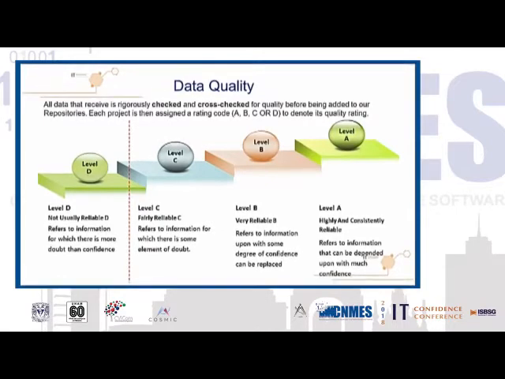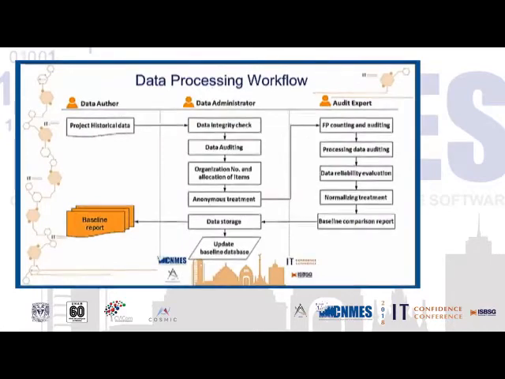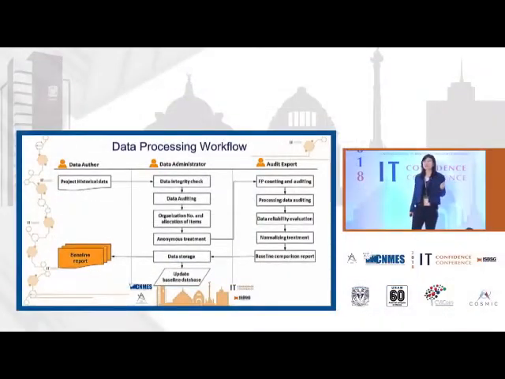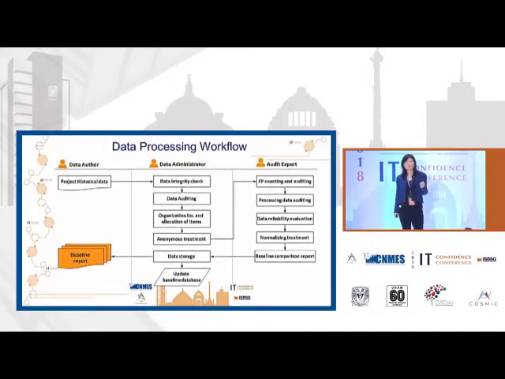We do a rigorous check and cross-check of quality before adding data to our repository. Each project is then assigned a rating from A to D. We select level A and level C data for our repository. And this is our data processing workflow. We have three roles. One is the data author from our partners. The second is the data administrator, a full-time employee who checks the data integrity and does the data auditing, and then assigns the organization number and allocates the items.